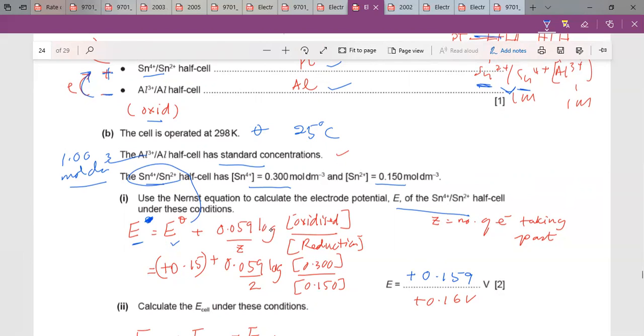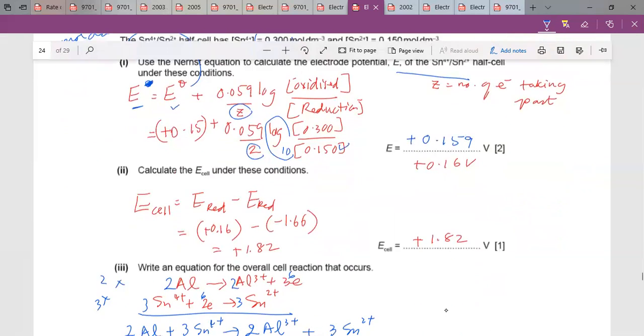Of course, here, how many electrons are transferred? 2, isn't it? Sn4+ to Sn2+, so it's 2 electrons here. Log of the oxidized form, Sn4+, which is this one here, over Sn2+ here. So again, this whole thing is a mathematical calculation. Make sure you know how to use base 10 log. Please remember this again. Make sure you know how to use your log tables, or your calculator with log. So this 0.159, you can calculate, or 0.16 is the answer.